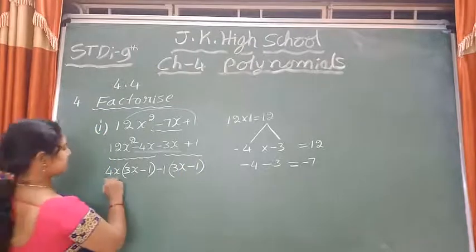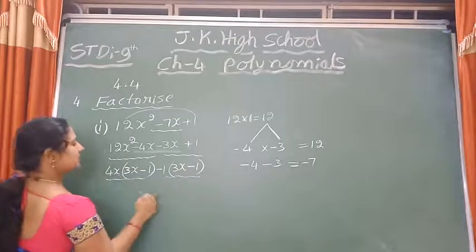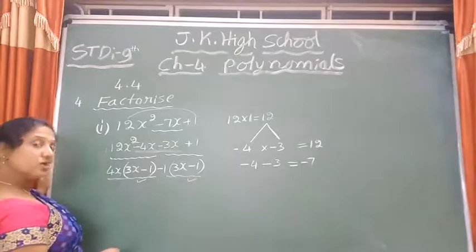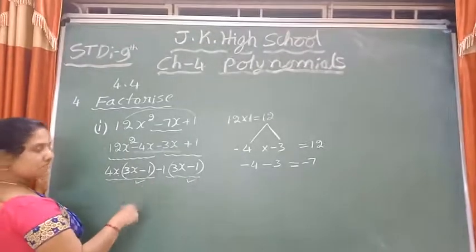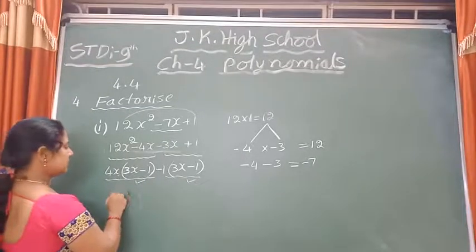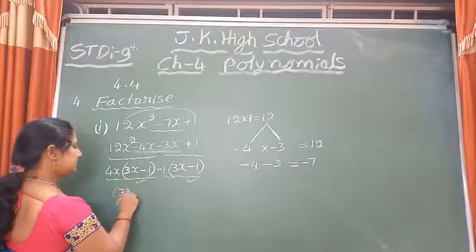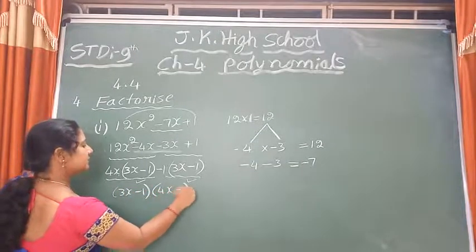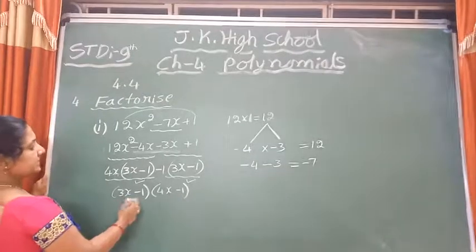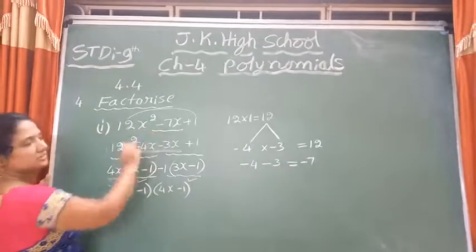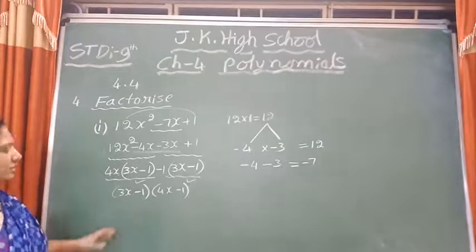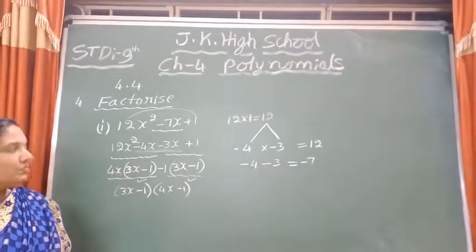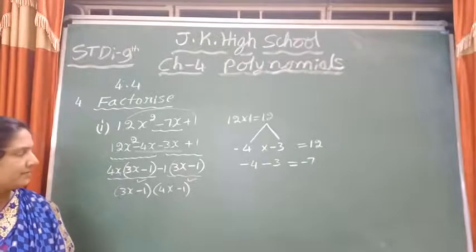Now we observe once again, this is one term, this is one term. So here in this term, 3x minus 1 is common in both the terms. So I'll take out as a common 3x minus 1 and 4x minus 1. So they told for us to factorize. These two are the factors of this expression. Okay. So these two are the factors of this expression, children. Okay, you have to find out the factors in this manner.